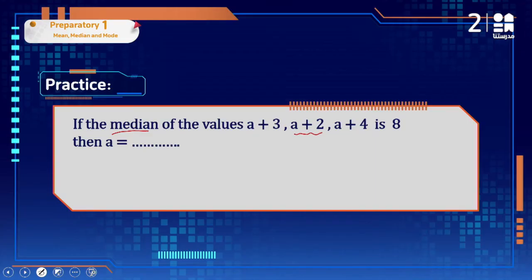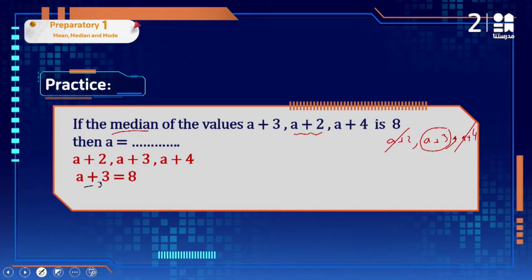Okay, let's arrange them. Of course, a plus 2 is the least number. Then a plus 3, which is more than a plus 2, and then a plus 4. Okay. I'm going to cancel left and right. So we have one value in the middle, which is a plus 3.